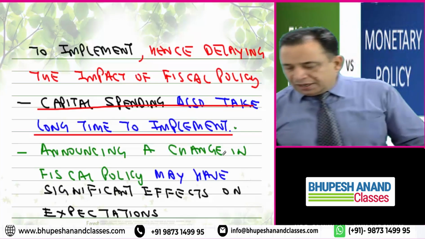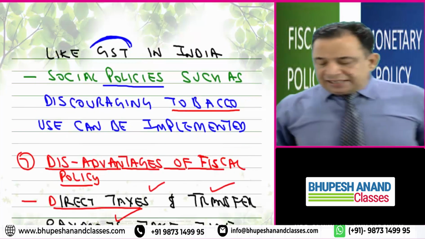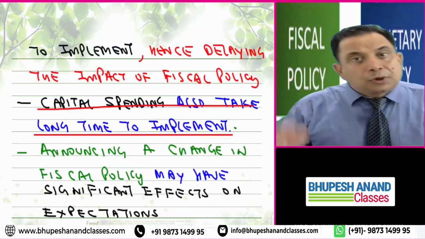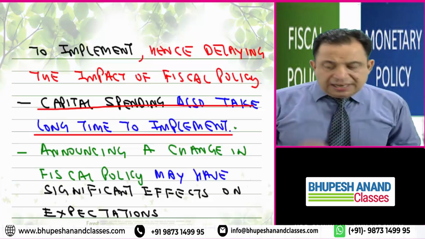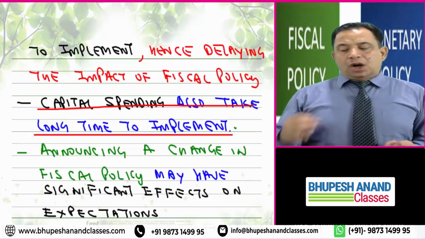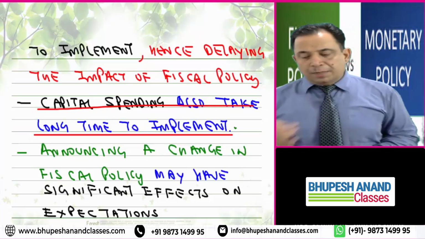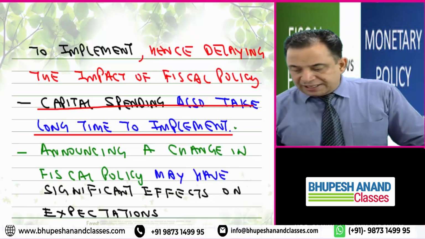So once again I repeat, the demerits. When I say demerits, I mean direct taxes and transfer payments take time to implement, hence delaying the impact of fiscal policy. Second, capital spending also takes longer to implement. Third, announcing a change in fiscal policy may have a significant impact on today's expectations.